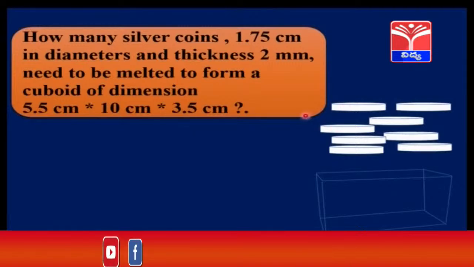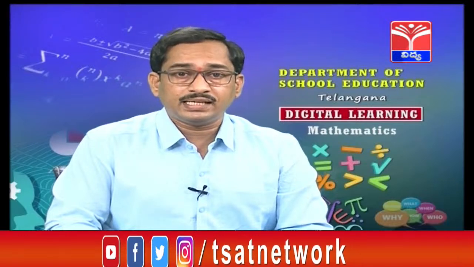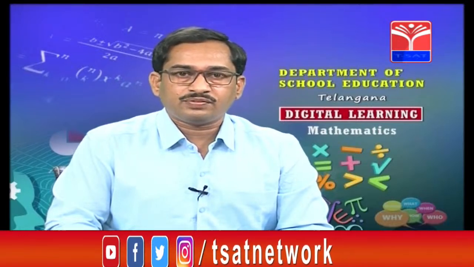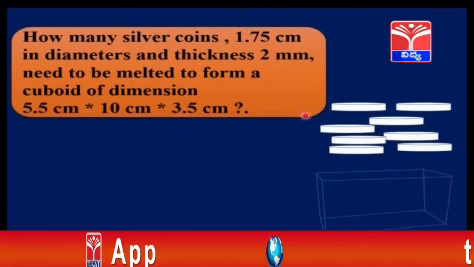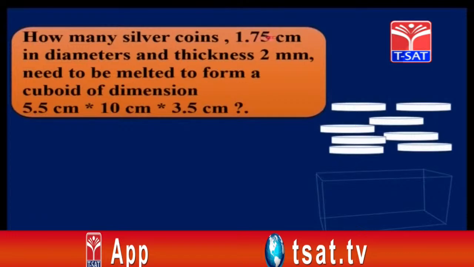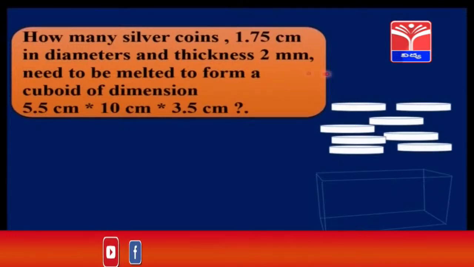Now children, name the shape of the coin. Yes, the coin is in the shape of a cylinder. The coins are in the form of a cylinder and the thickness and the diameter are given. The diameter is given as 1.75 centimeter. Thickness means nothing but the height of the cylinder, given as 2 millimeter.